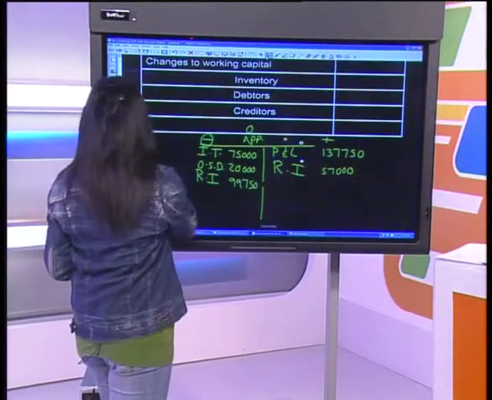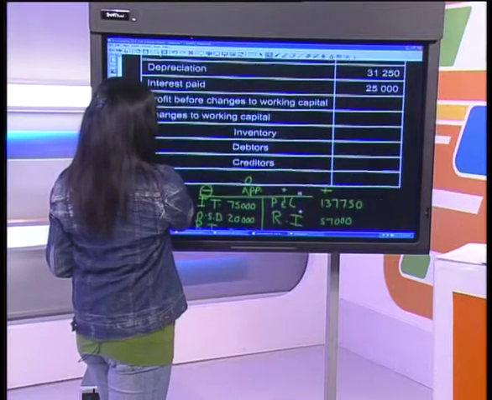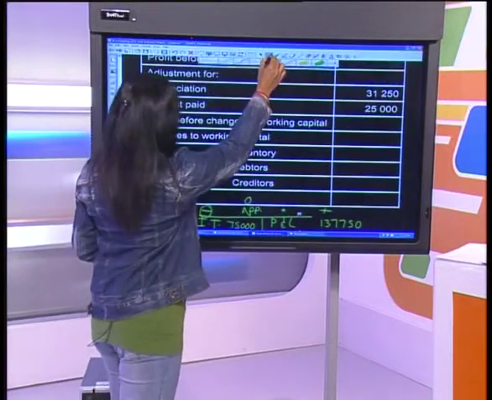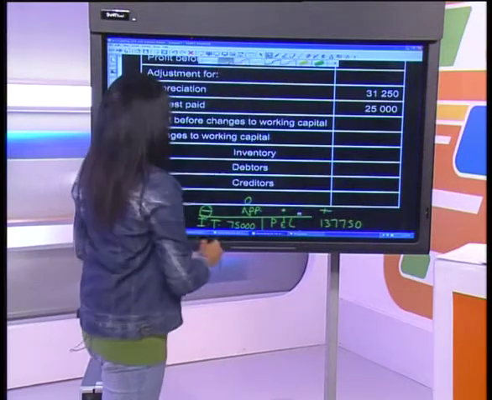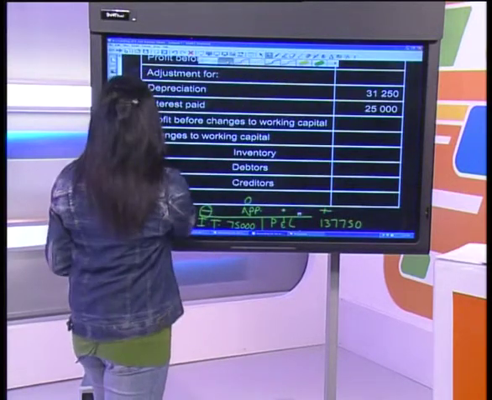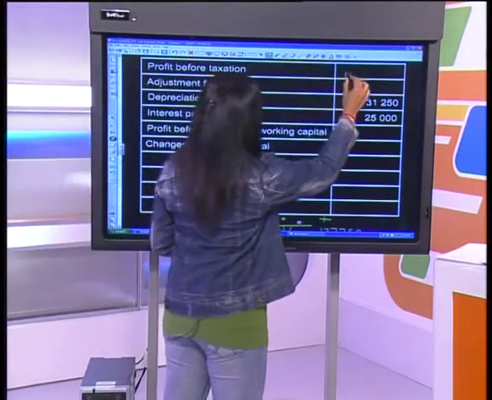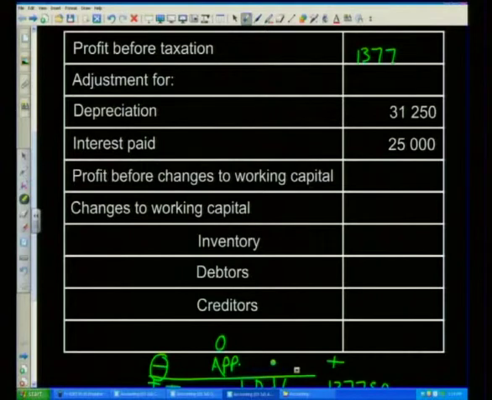So let's do that. Let's take this amount up to our note right at the top. Okay, let's just get our pens out again. For some reason, this pen really doesn't like me, guys. Okay, so the amount at the top is 137,750. Okay, brilliant.